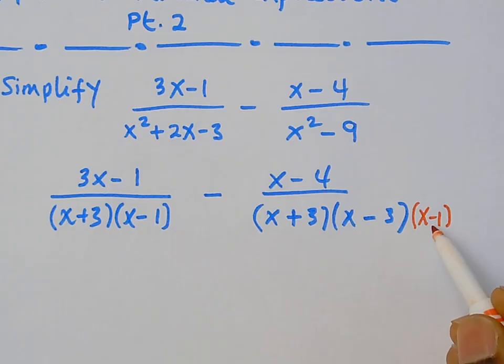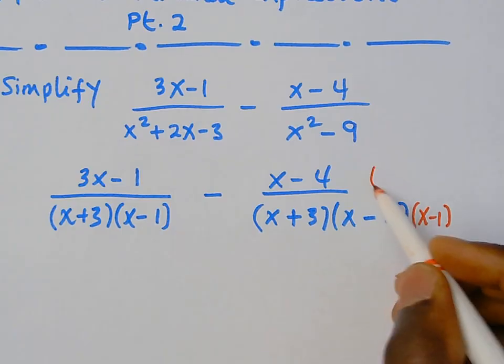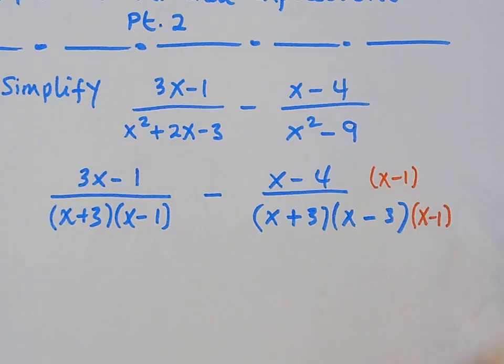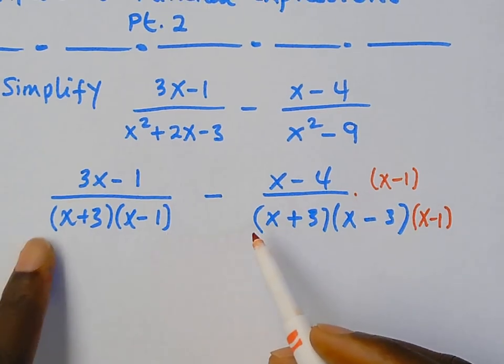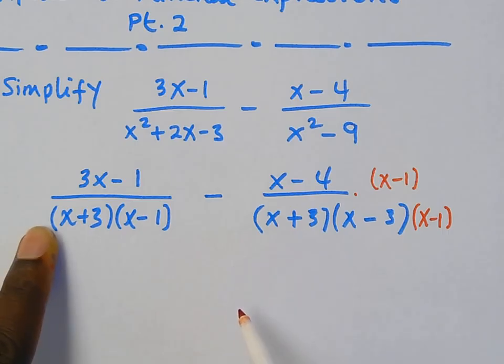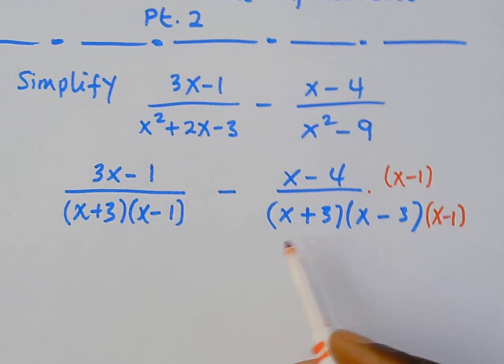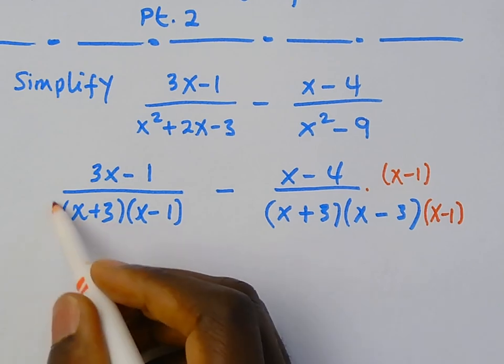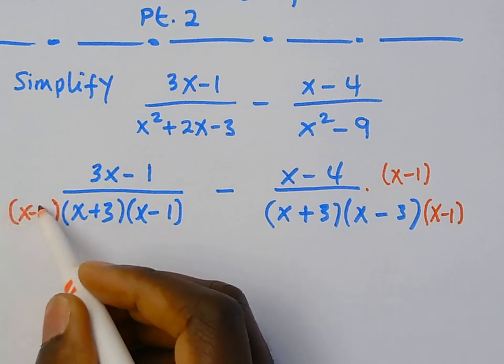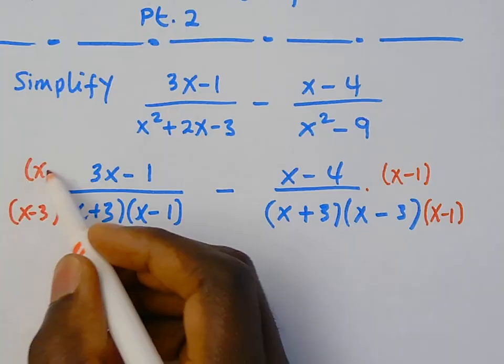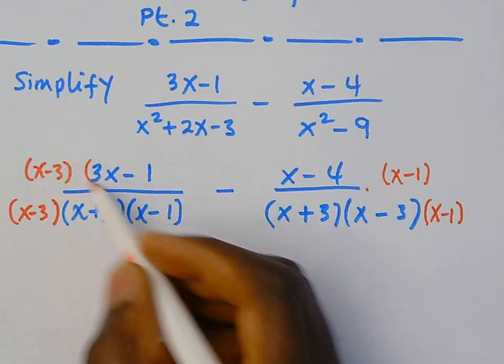Since I multiply the denominator by x minus 1, I also have to multiply the numerator by x minus 1. Okay. Then I check on the left hand side, I'm missing x minus 3, if you can see. There's x minus 3 here, but I don't have it there. So to make it a common factor, I multiply this side by x minus 3, and remember to also multiply the top by x minus 3. Okay.